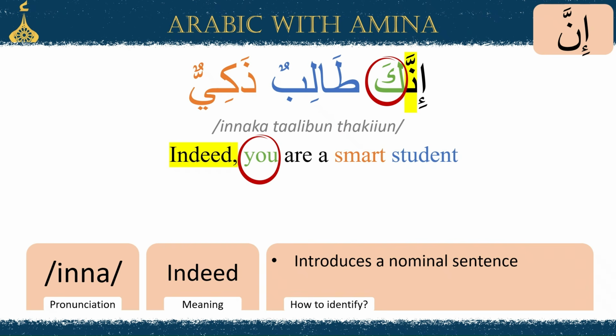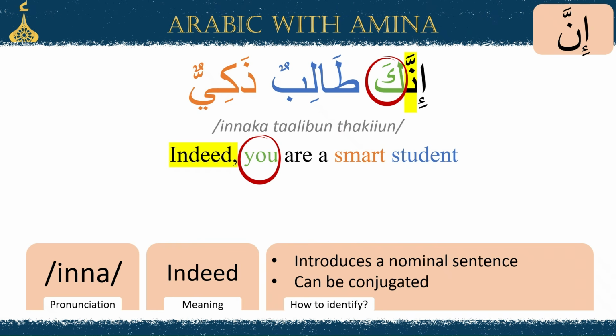That's actually one of the ways that you can identify. If you don't know mubtada and khabar, this is one of the ways you can identify this is a nominal sentence and this is inna, because it can be conjugated. Another thing I'd like to point out is we don't actually have to translate the sentence to indeed you are a smart student. So inna is actually a particle of emphasis. Emphasis is when you're trying to say truly, certainly, indeed, for sure.